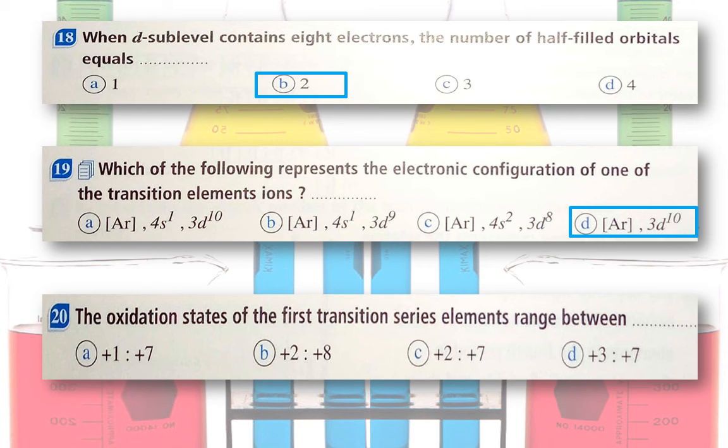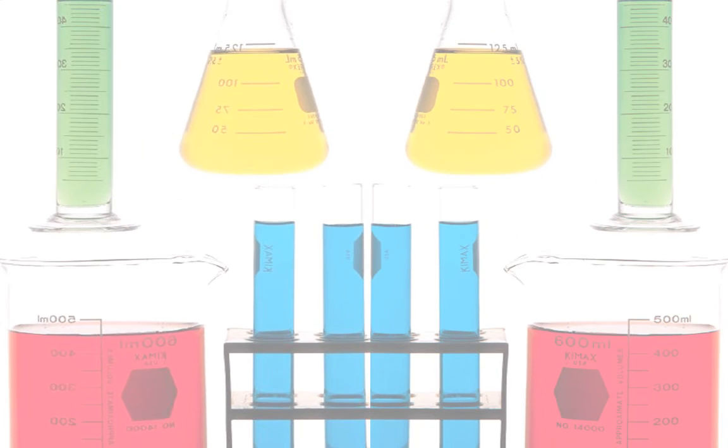Question number 20, the oxidation states of the first transition series elements range between, it means that it loses a great amount of electrons, so it will be from +1 to +7. It means that it will lose a large number of electrons to make different oxidation states.